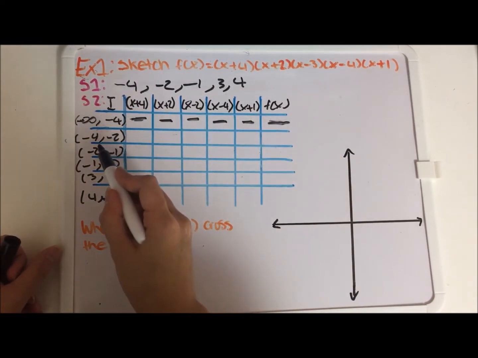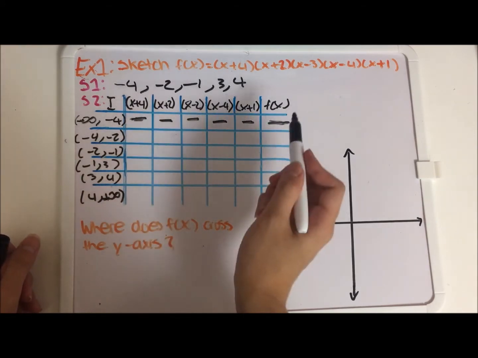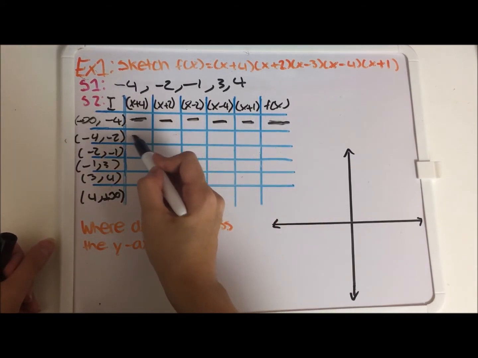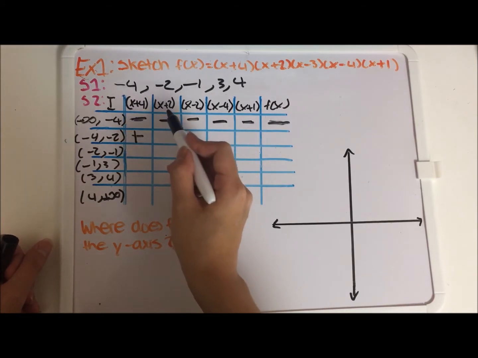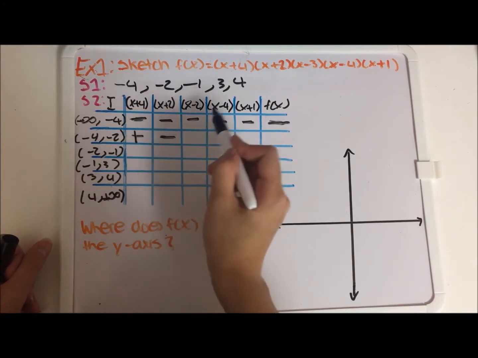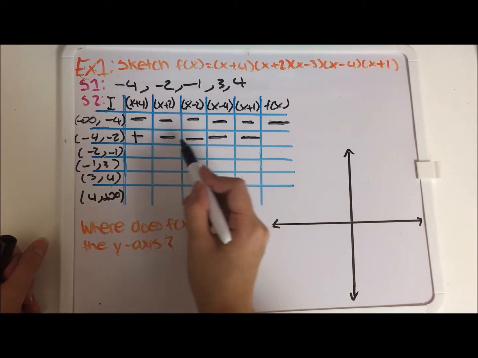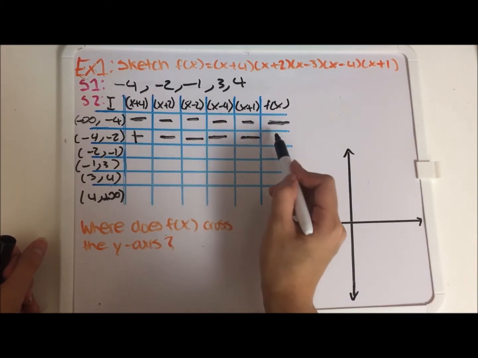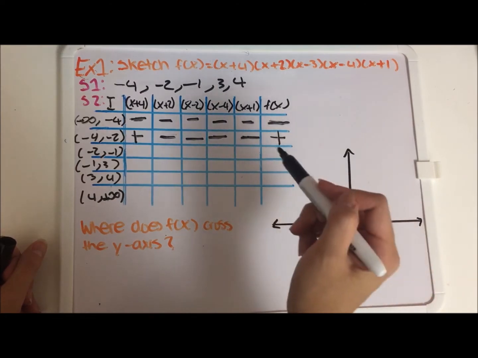So next one is any number between -4 and -2. I choose -3.5. -3.5 plus 4 is positive. -3.5 plus 2 is negative. -3.5 minus 2 is negative. -3.5 minus 4 is negative. This is negative as well. So then there's an even number of negatives, so in the end the function will be positive. So pause this video and come back to me when you're done.